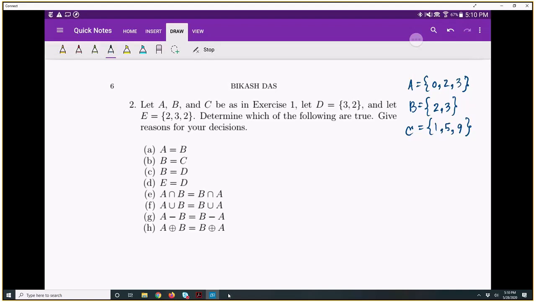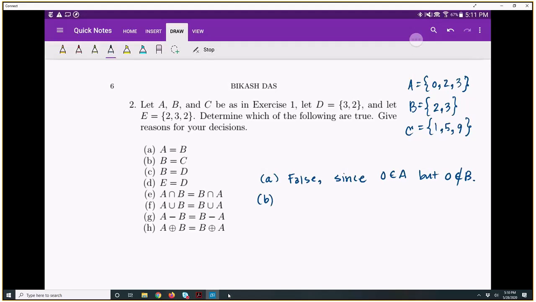We're asked to determine if these statements are true or false and why. So let's look at A. The question is A equal to B? That's false. Why is it false? Well, in order for them to be equal, they'd have to contain exactly the same elements. Whereas we have 0 belonging in A and not in B. So they can't be equal.